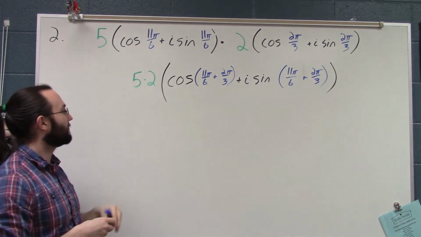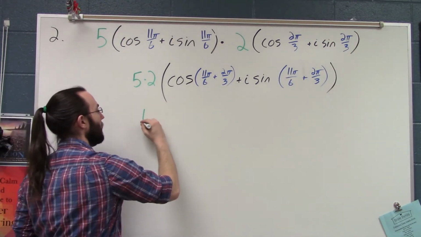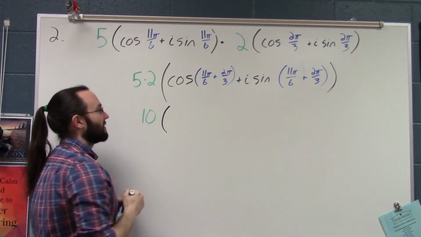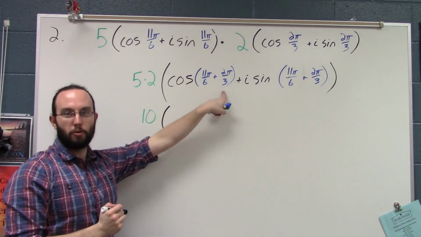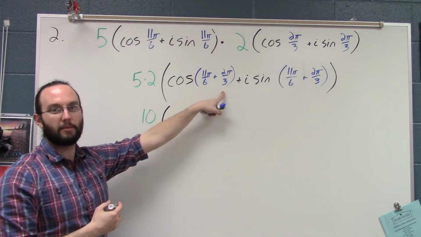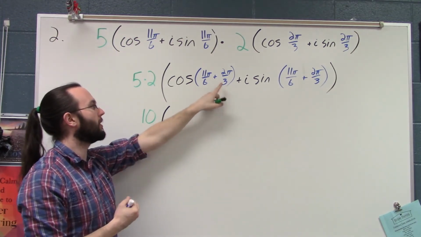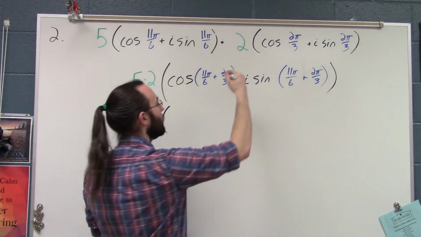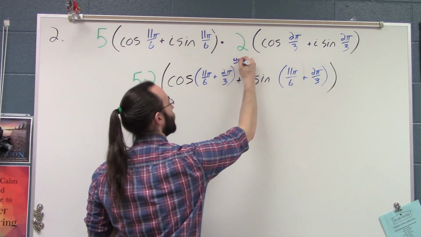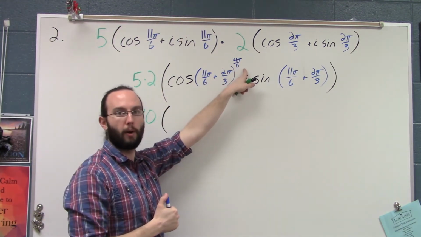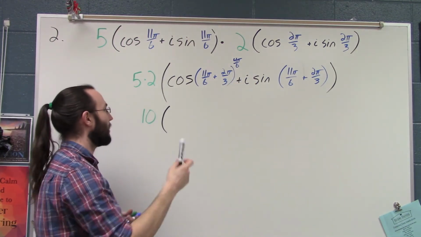Simplifying this a bit, 5 times 2 gives us 10. And just like in the last example, we have 11 pi over 6 and 2 pi over 3. They do not have the same denominator, so we need to clean that up a little bit. Not too bad getting it. We can rewrite 2 pi over 3 as 4 pi over 6. So 11 pi over 6 plus 4 pi over 6 gives us 15 pi over 6.